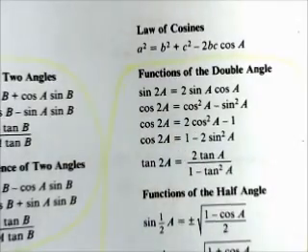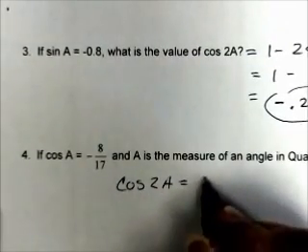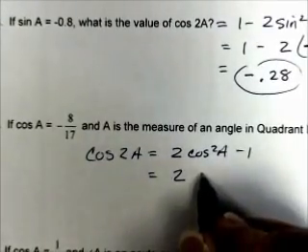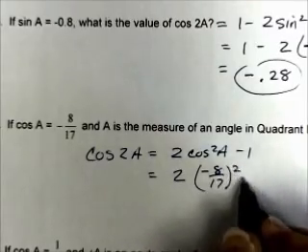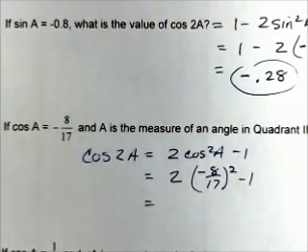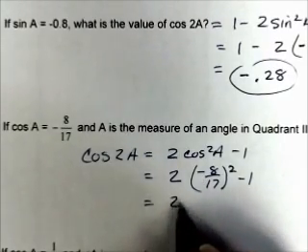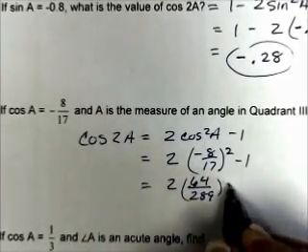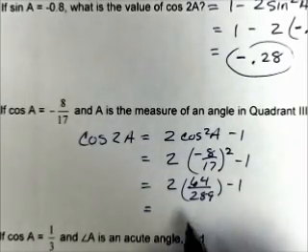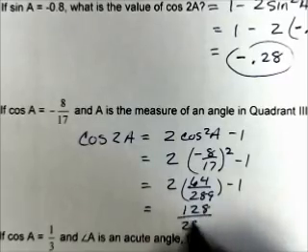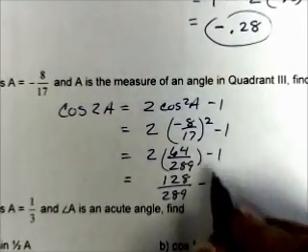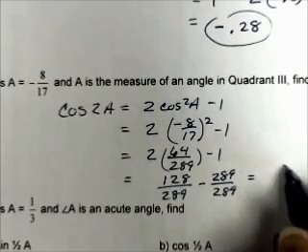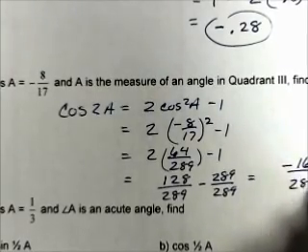So cosine of 2A equals 2 cosine squared A minus 1. So this would be 2 times negative 8/17 squared, subtract 1. Now negative 8 squared, that's 64. 17 squared is 289. Multiply that by 2. 2 times 64 is 128, so that's 128 over 289 minus 1 in the form of 289 over 289. That's going to equal negative 161 over 289.